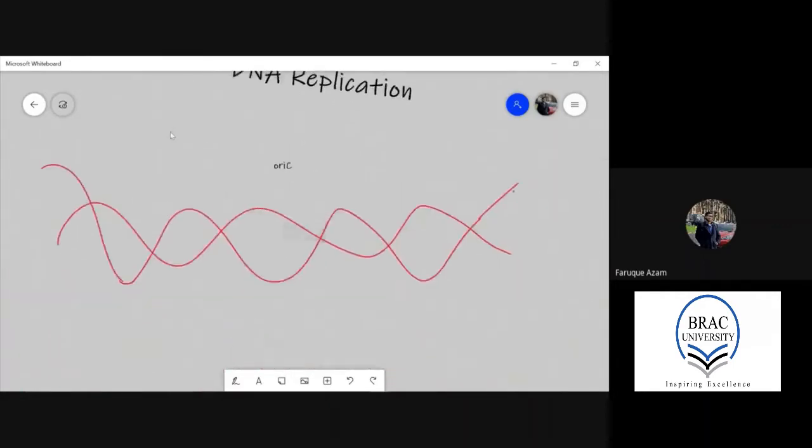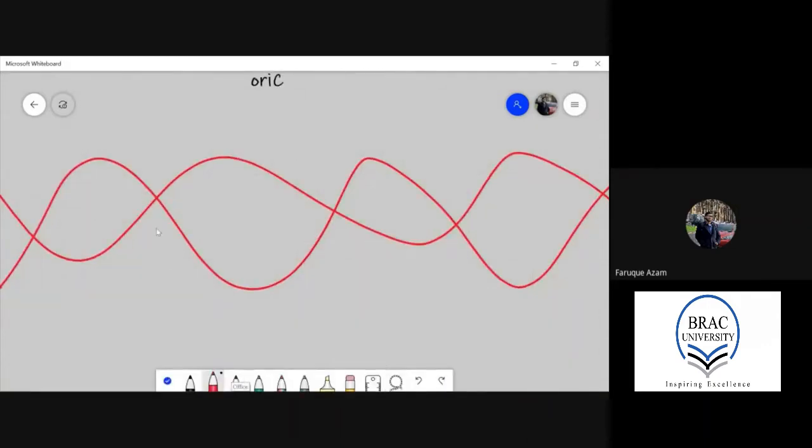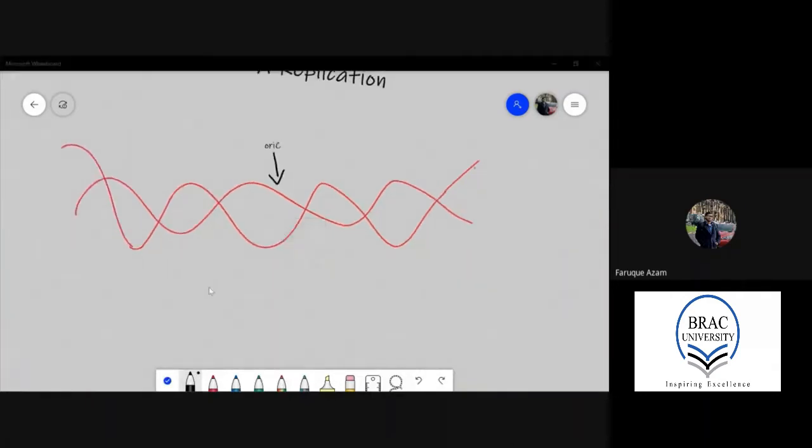if that is your origin of replication, like suppose this one is the origin of replication. So at this portion, the DNA will be separated, right? And also note that.